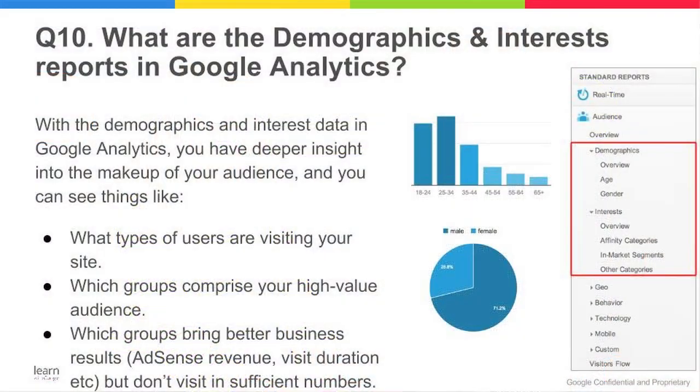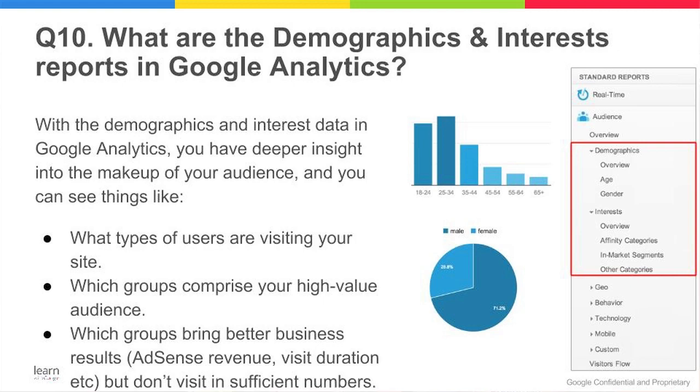So I strongly suggest you spend some time on discovering these reports and using the insights from them. Demographics and interest reports show you data on your users' demographics, for example, their age and gender, and their interest areas. It is under the audience section in the left navigation in Analytics, and it will bring you deeper insights into the makeup of your audience.